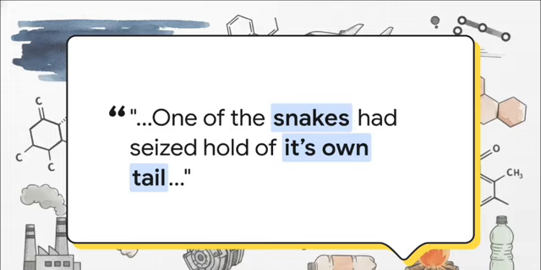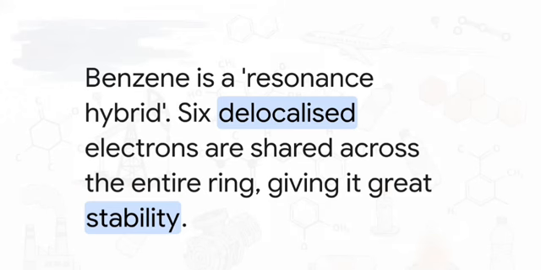In his own words, one of the snakes had seized hold of its own tail, and the form whirled mockingly before my eyes. A snake biting its own tail. Eureka! It had to be a ring. So the dream gave him the idea of a ring, but the reality is actually even cooler. Benzene is what we call a resonance hybrid. Instead of having fixed single and double bonds, 6 of its electrons are delocalized, meaning they're shared equally across the entire ring, just whizzing around in a continuous loop. And this sharing gives the molecule incredible stability.